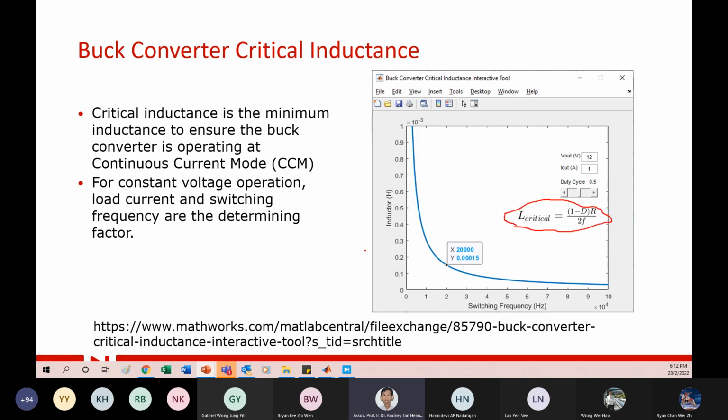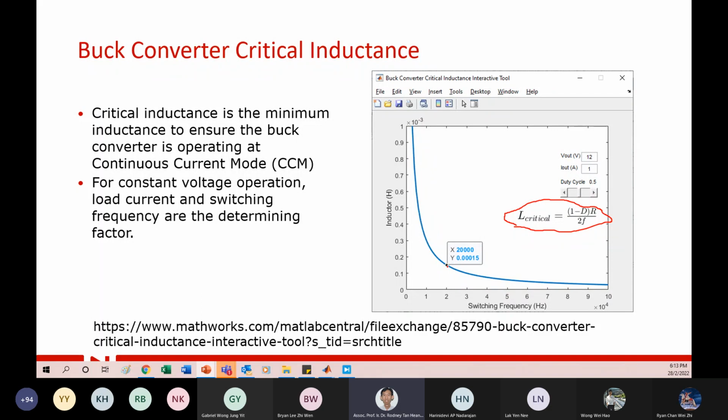Okay, you can go to MATLAB. I have created these tools so that you can key in 12 volt and play around with the duty cycle. Then it will show you the critical inductor. So this is a very important graph. If I am operating at 20 kilohertz switching frequency, this is my critical inductor, the lowest inductor value I can use. It will give you the idea of the lower limit. You don't go below that.